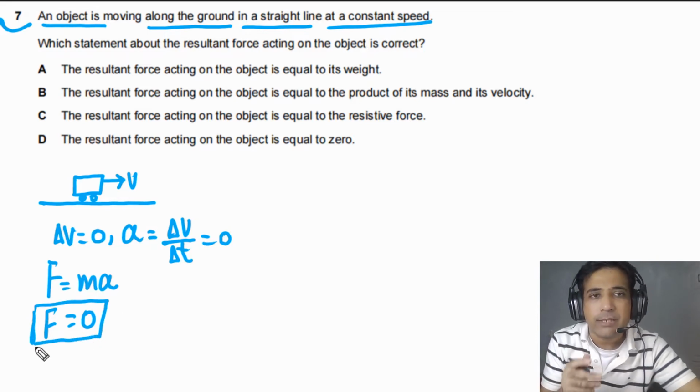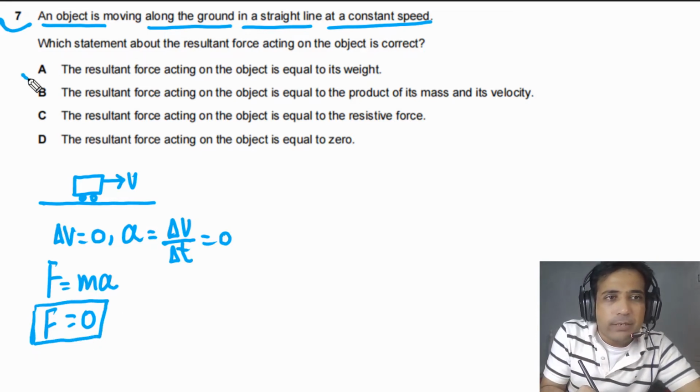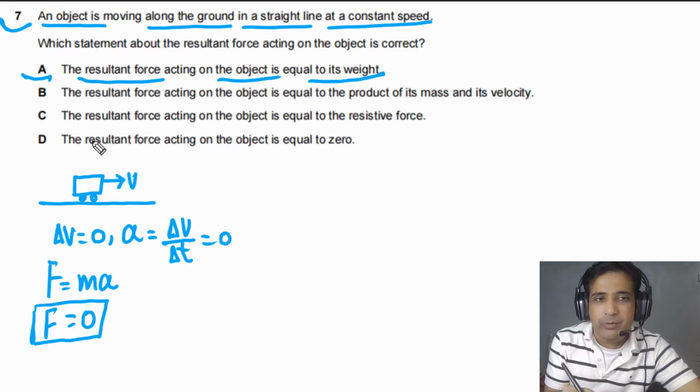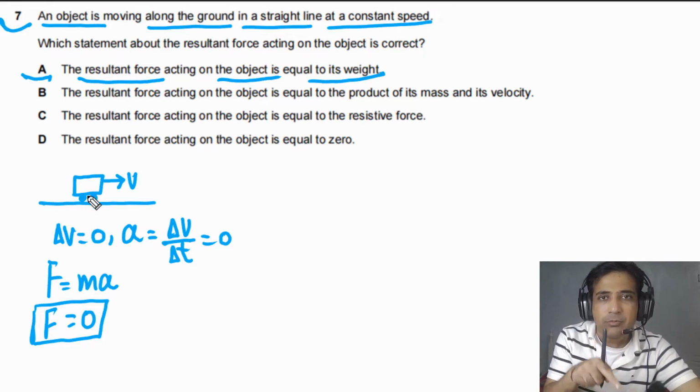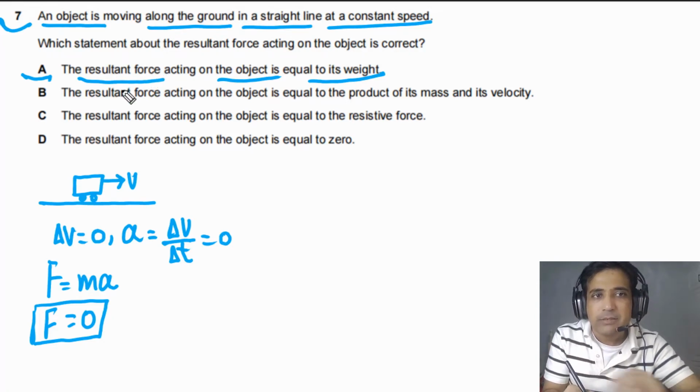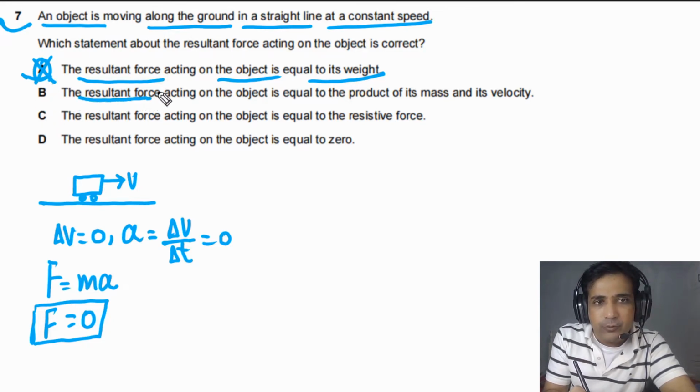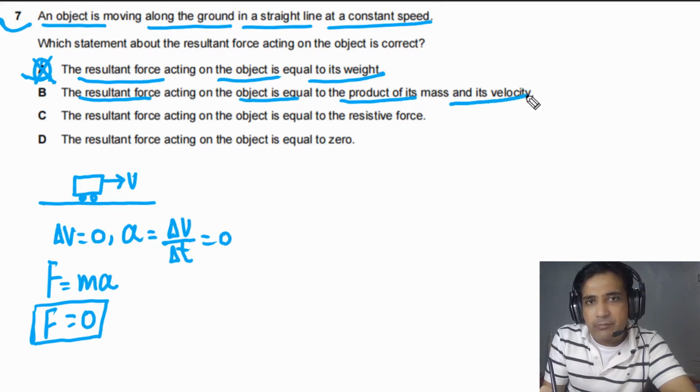Now, if you look at the given options, for option A, it is given to us the resultant force acting on the object is equal to its weight. This is absolutely wrong because weight is acting vertically downwards. There will be a reaction force and this trolley is not moving up and down. So this one is totally wrong. So this is not the correct answer. So this option is wrong. If you look at part B, the resultant force acting on the object is equal to the product of its mass and its velocity. This is also wrong because this is the statement of momentum, meaning momentum is equal to mv. So this is also not the correct option.